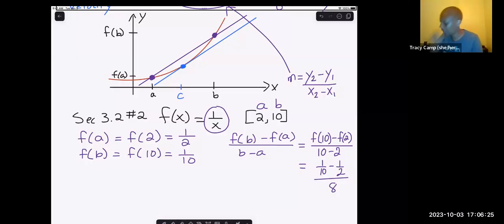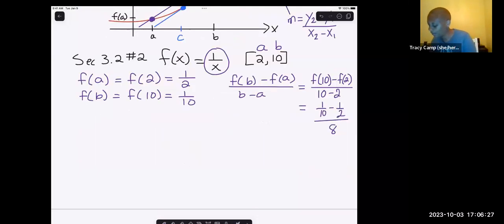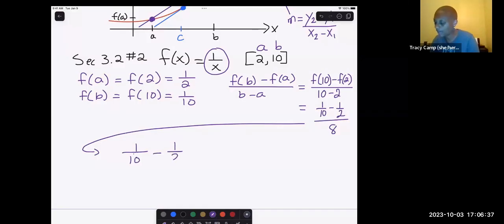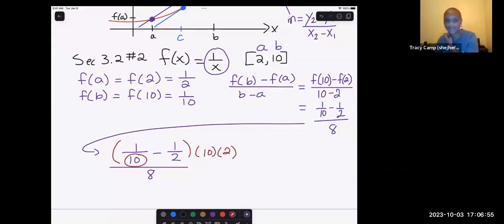And then from here, I'm going to give myself some room. I'm going to continue this over here just to give myself some room. So I have 1 over 10 minus 1 over 2 all over 8. And you have options as to how you simplify this. I'm going to simplify this the way I've been simplifying these types of expressions in class. This is a complex fraction. And one way that you can simplify these is to multiply by the denominators, 10 and 2. And so I'm multiplying both my numerator and my denominator by that 10 and that 2.